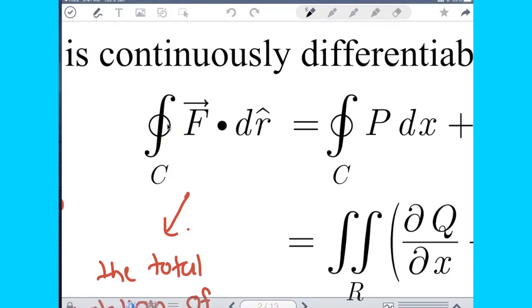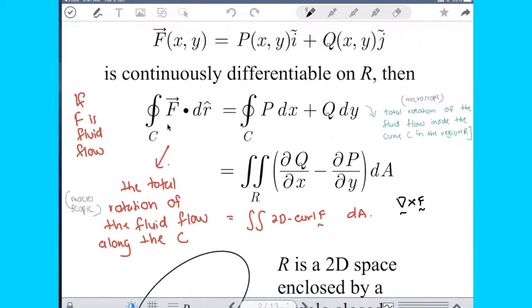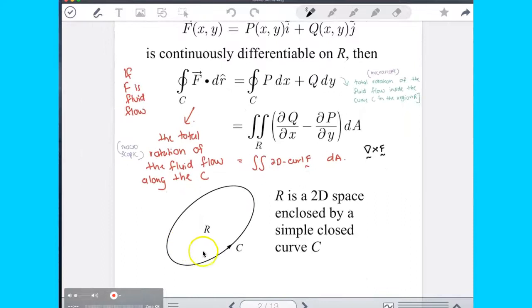Alright. So what is the interpretation of the line integral on the left side? It is actually the total rotation. Imagine you have the region R, bounded by the closed curve C in the anti-clockwise direction. So the f dot dr here is the total rotation. Let's assume that f here is a fluid flow, because we know that fluid flow is one of the vector functions.